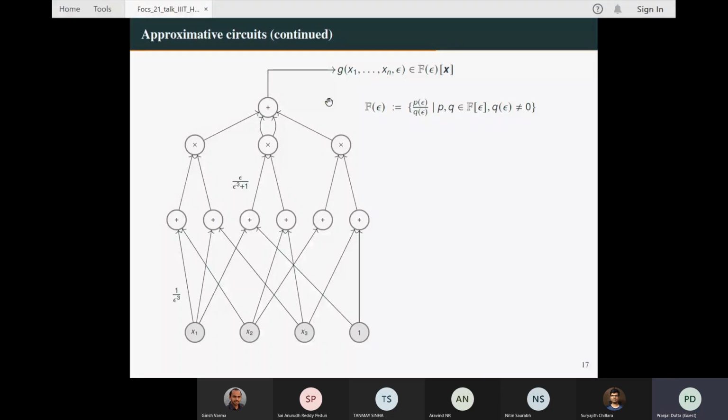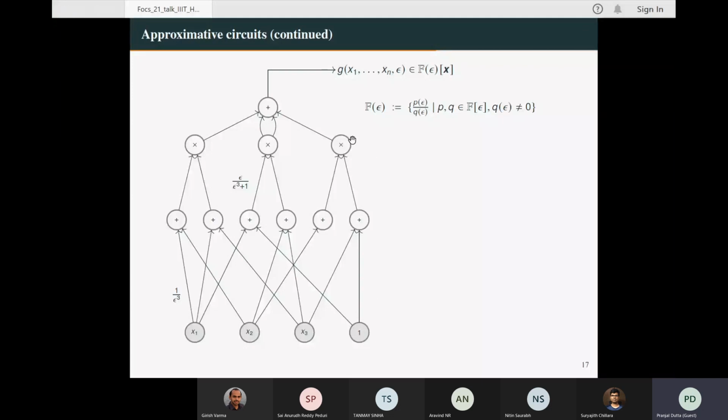So now, instead of this field F, let's think of this field as F of epsilon. Think of epsilon as some variable for the time being. F of epsilon means the rational function field. That means I am allowed to use all these kinds of functions, 1 by epsilon cube, epsilon by epsilon cube plus 1, and there is no cost. So think of epsilon as free. You can use anything you want on the edge. Or here, instead of 1, you can just use 1 by epsilon cube, something like that.